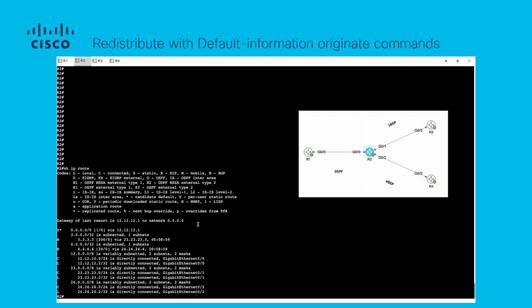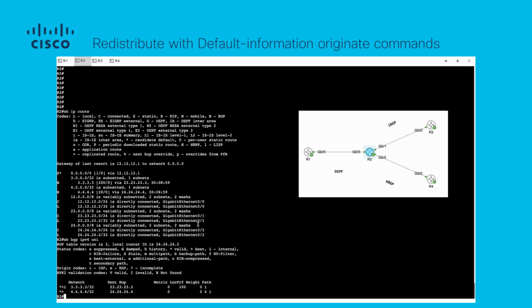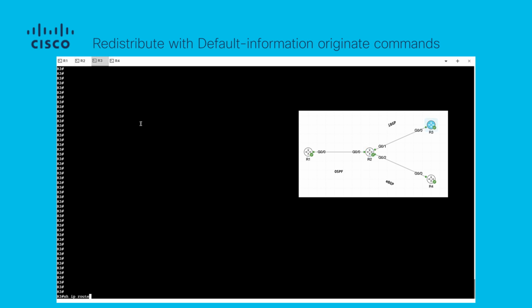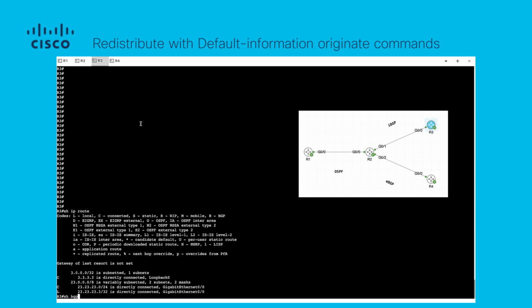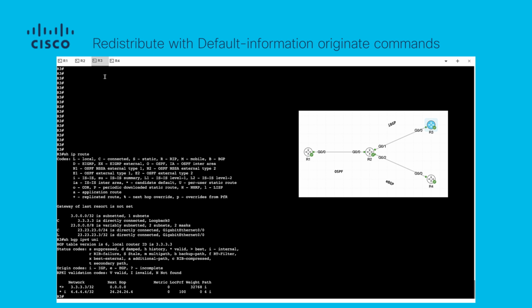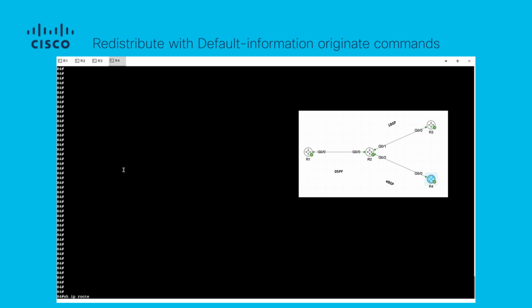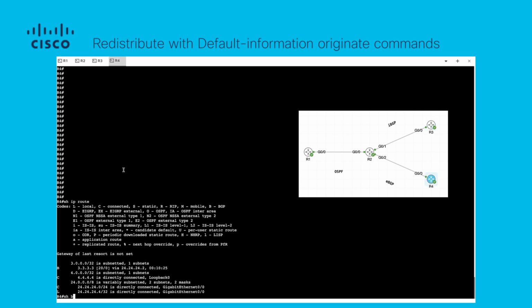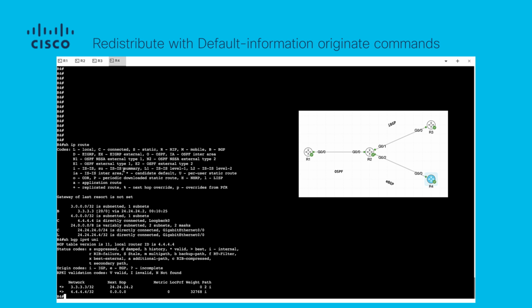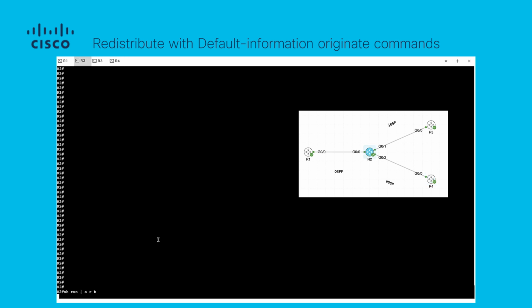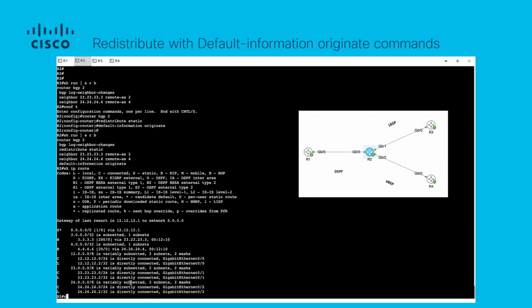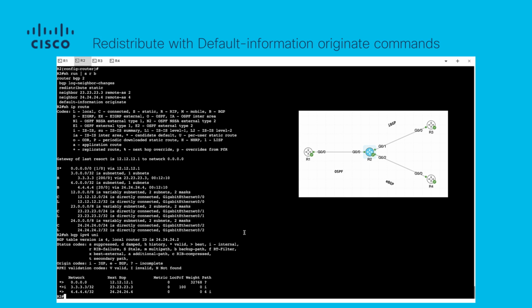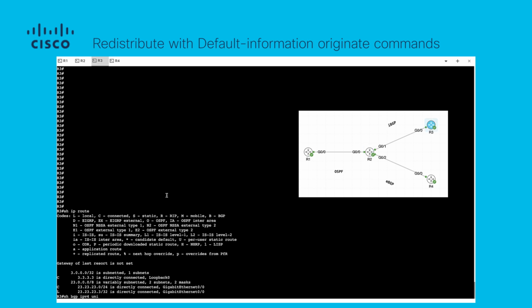Let's start with the redistribute command. Injecting a default route through the redistribute command requires the default-information originate command. As you can see, BGP does not redistribute a static default route unless the default-information originate command is used. The default route must first exist in the routing table, using either IGP or static routing. After that, use the redistribute static command to redistribute the static default route.